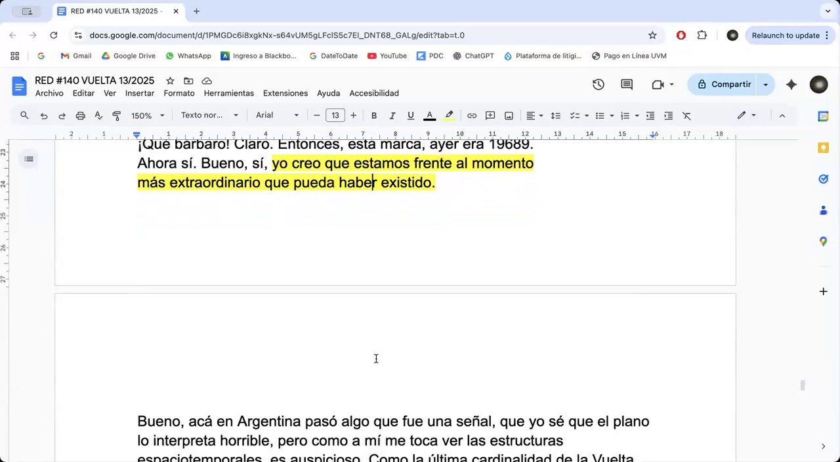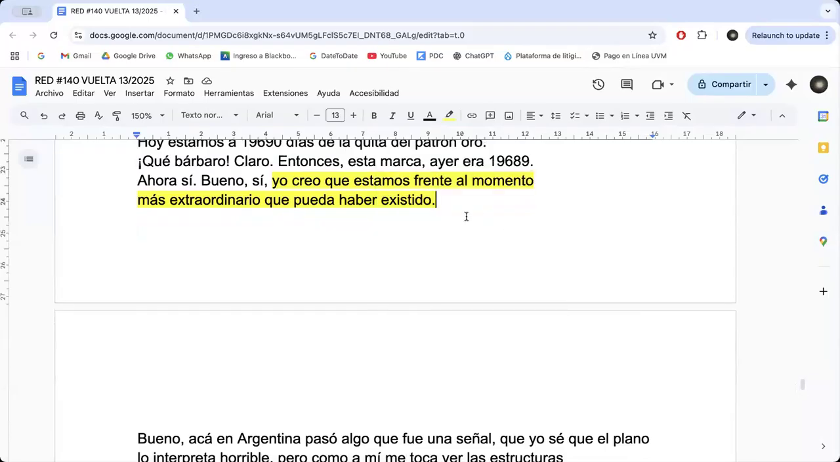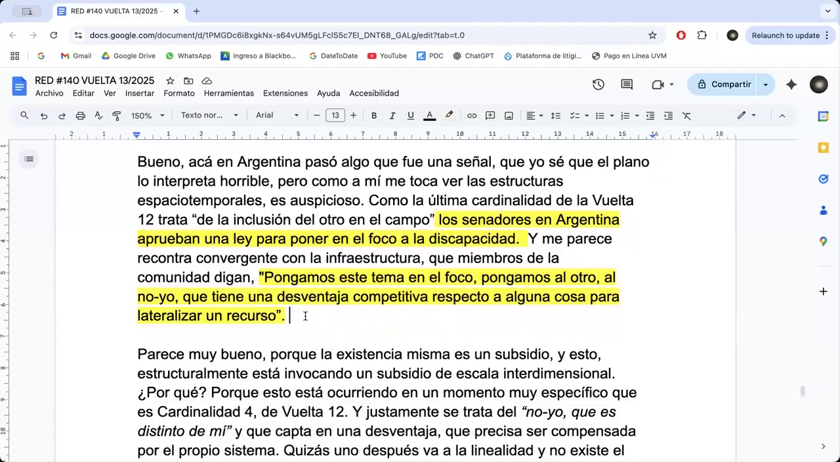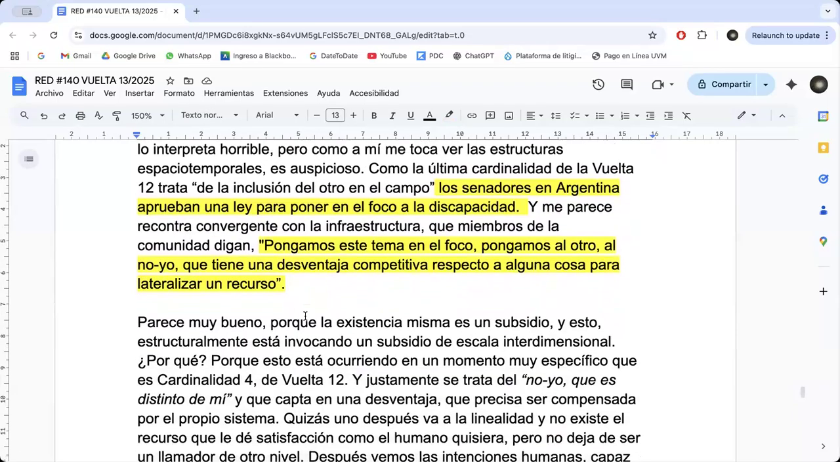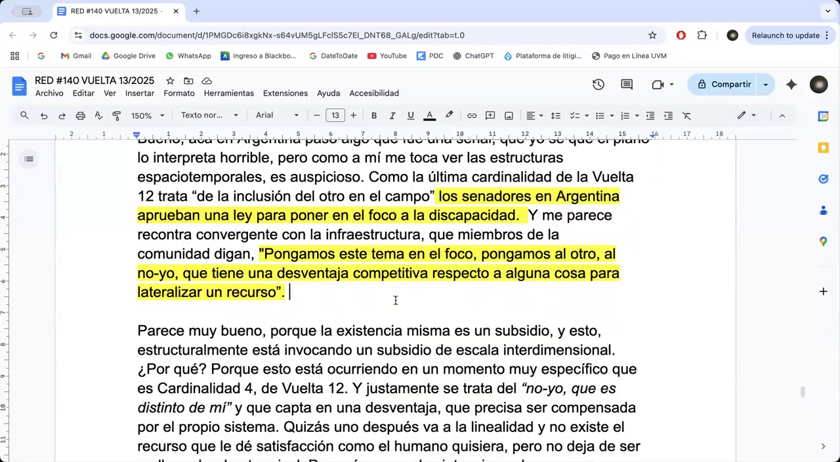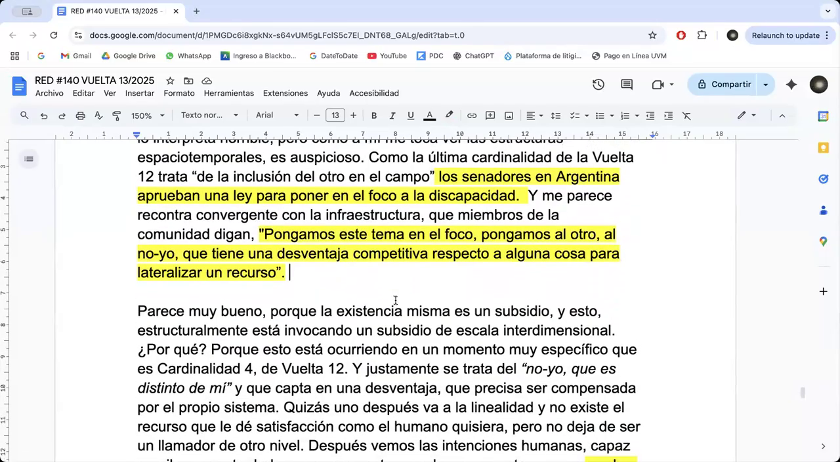So right now she's saying, Alejandra says that this is extraordinary, and she says, I think that we are in front of the most extraordinary moment that has ever existed. Another thing that she said was a really good sign that happened in Argentina was that in the last cardinality of Lab 12, the senators in Argentina approved a law that focuses on people with disabilities. So the signal that Alejandra reads, because her task is to see the space-temporal structures, is the inclusion of the other in the field.